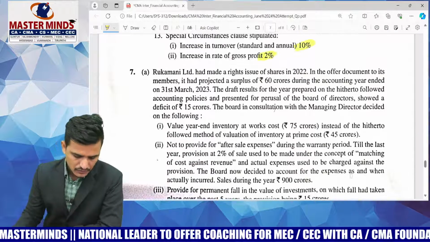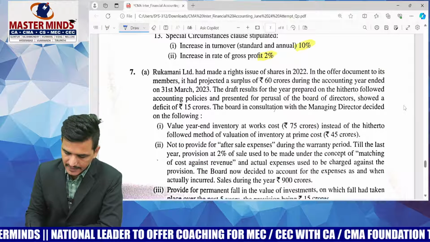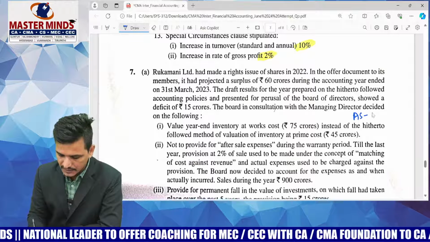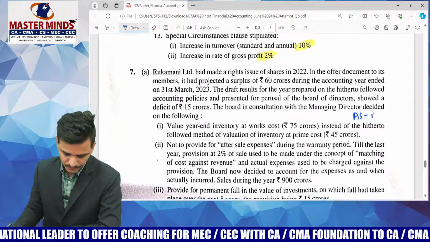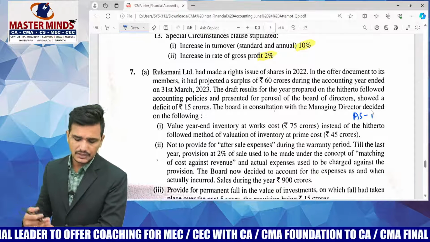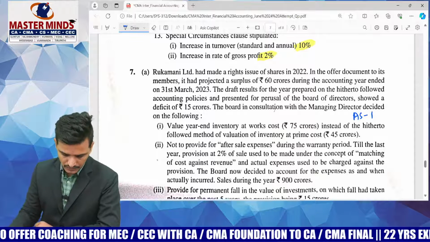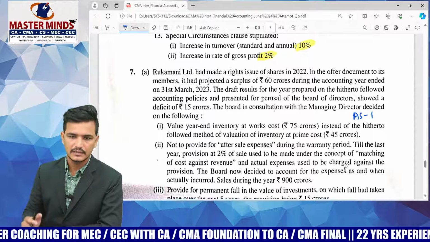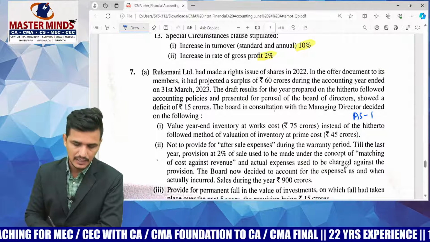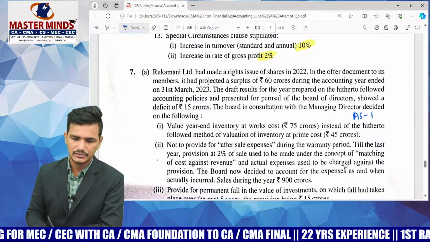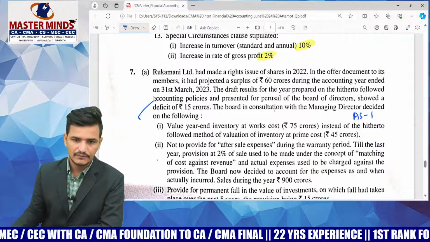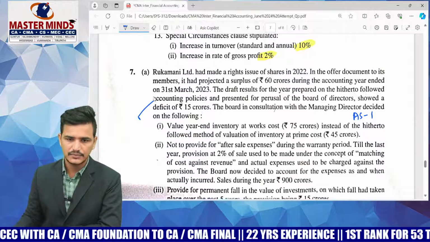Next one, question number 7A. It is a question from AS1, that is disclosure of accounting policies. Whatever policies are followed by the management, those policies should be disclosed. That is a direct question which is given in our material also, and in the study material also. So this is a direct question from the accounting standards, from AS1.